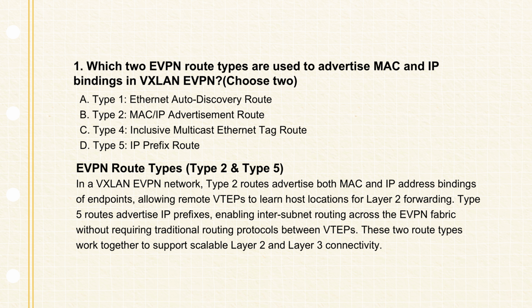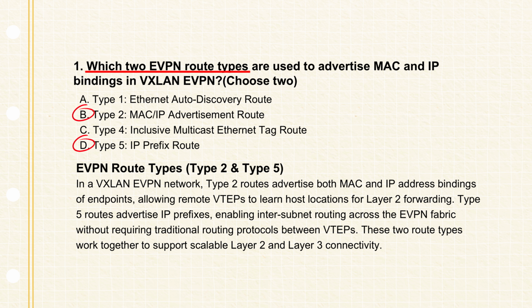So, building these kinds of networks, you first need a way for devices to, well, find each other, right? Share information, which brings us to EVPN route types. The material asks, which two are used to advertise MAC and IP bindings? And the answer points to type 2 and type 5.